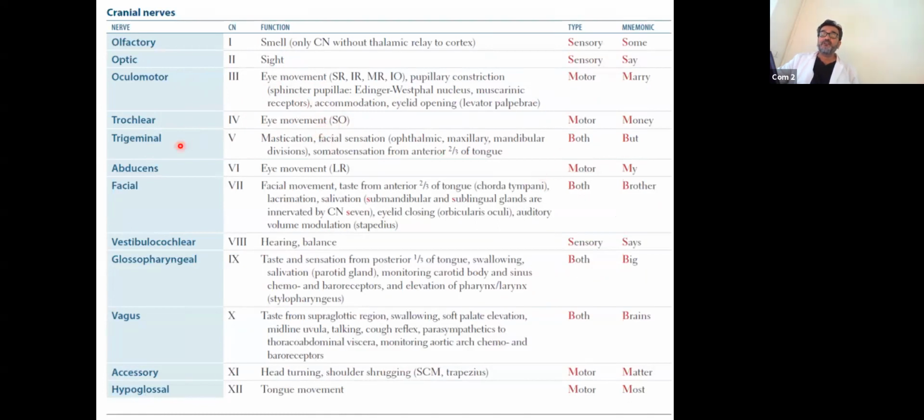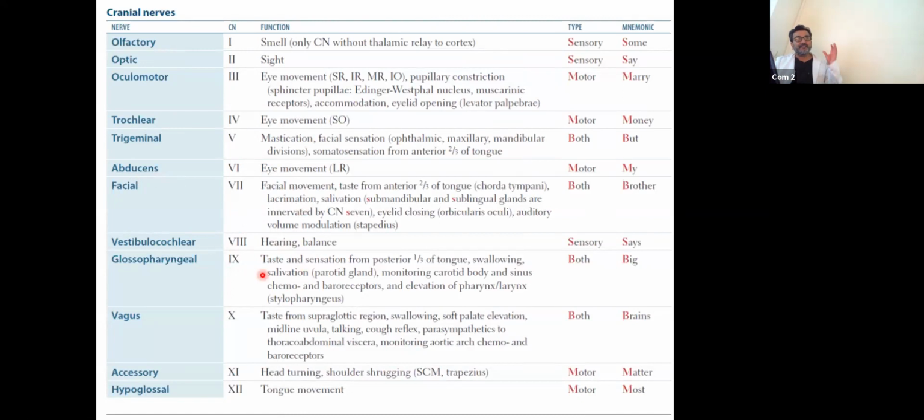It's purely motor. Trigeminal is mainly sensory supply to all the face, but it has a small motor component which supplies the muscles of mastication. So facial sensation and mastication, and also anterior two-thirds sensory sensations are going to go to the trigeminal. Abducent is supplying only one muscle in the eye, which is the lateral rectus. Facial nerve is for the muscles of facial expression. It is for salivation because it supplies submandibular and sublingual glands, and lacrimation, as it supplies the lacrimal gland. Vestibulocochlear is the eighth cranial nerve, which is for hearing and balance.